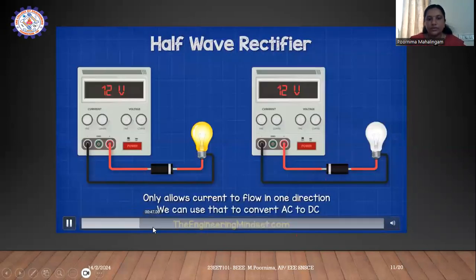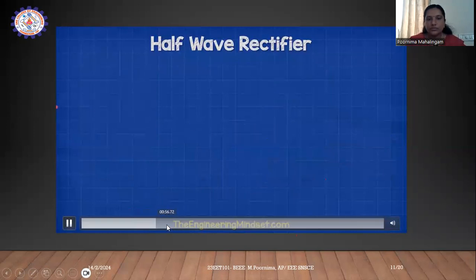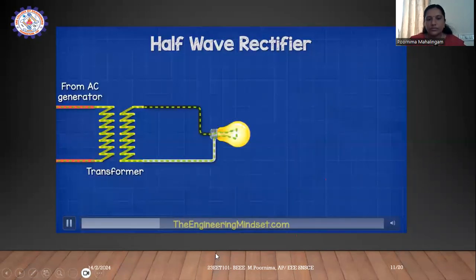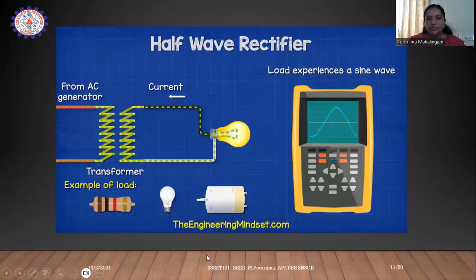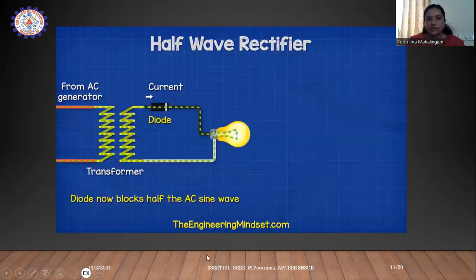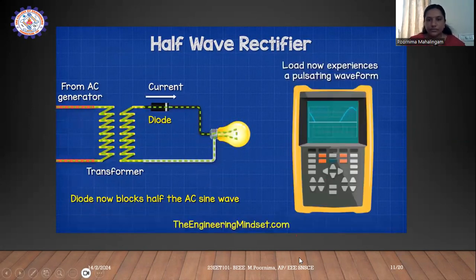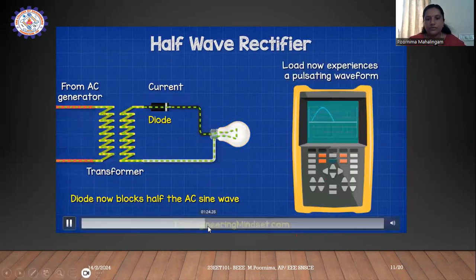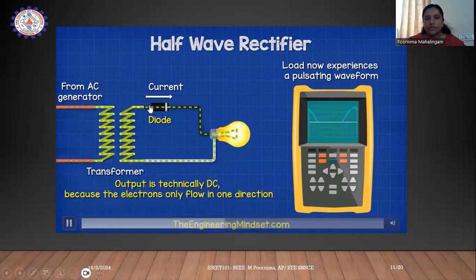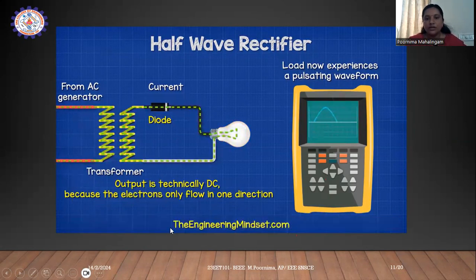Here we can see an AC supply with a step-down transformer, which simply reduces the voltage, feeding a load such as a resistor, lamp or motor. If we insert a diode, the diode will only allow current to flow in one direction. So the current flows and we get a pulsating waveform. The negative half of the sine wave is being blocked. Therefore, this is a half-wave rectifier. See, this is the positive half cycle, and during the negative half cycle there is no output.